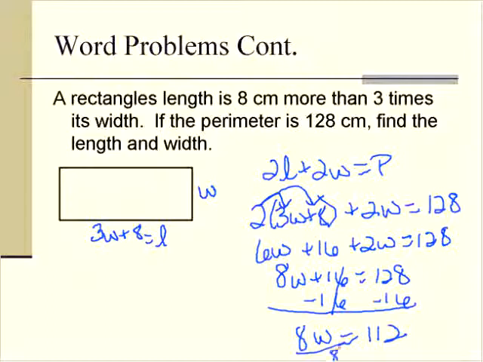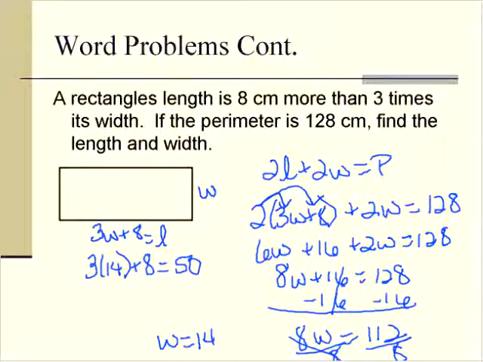Then I'm going to divide both sides by 8. That's going to get rid of that. And I'm going to get that w equals 14. And then to find my length, I'm going to put this back in here, 3 times 14 plus 8. And so 3 times 14 plus 8 is going to give me 50. So this is going to equal 50.